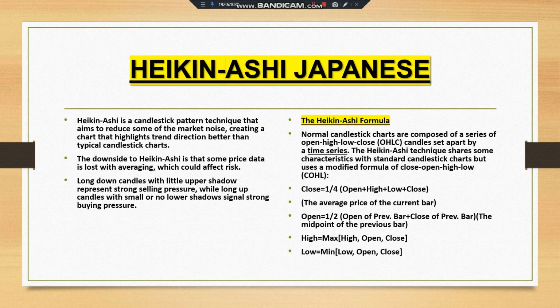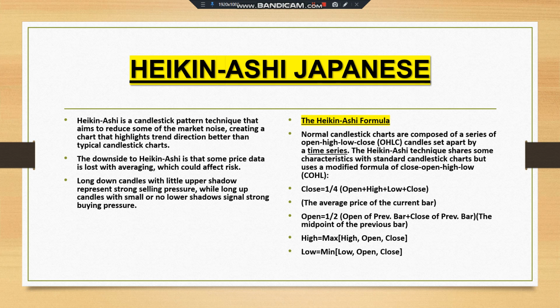The formula states a series of open, high, low, and close candles set apart by a time series. The technique shares some characteristics with a standard candlestick chart, but uses a modified formula for close, open, high, low. Close is equal to 1/4 of open plus high plus low plus close. So this is how the average price of the current bar is calculated. Open is equal to 1/2 of open of previous bar plus close of previous bar. The midpoint of the previous bar is the next candle opening.